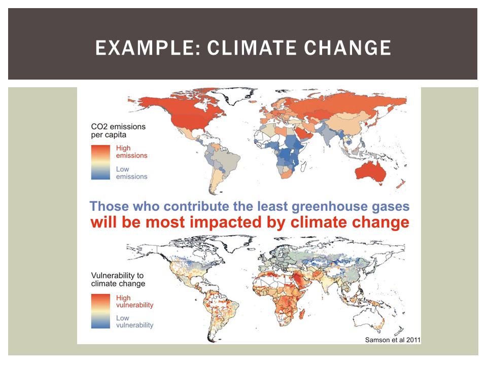This figure from Sampson et al. 2011 shows the moral dimensions of the climate change problem. The top map shows the countries who are contributing the most to the problem in terms of per capita emissions of carbon dioxide, shown in red. Those countries emitting the least are shown in blue. On the bottom map, however, are the countries that will be most impacted and are most vulnerable to climate change in red, and the least vulnerable shown in blue. You can see a clear mismatch between those who are causing the problem and benefiting from emissions in the top map, and those who are suffering the consequences shown on the bottom.